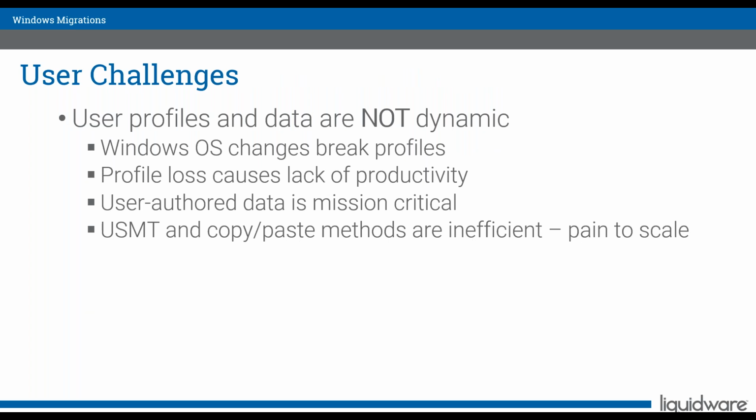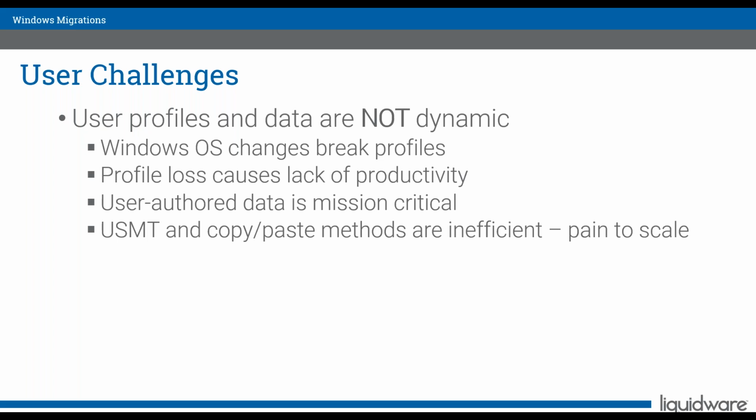One thing you need to acknowledge is that user profiles and data are not dynamic, especially between Windows 7 and 10, and even versions of 10. Windows OS changes break profiles, and we'll get into the details of that in a moment. Profile loss can cause a lack of productivity. You may have seen this in a profile corruption, like a half-written profile, and you had to reset a user's profile, and you don't get to see how that hampers user productivity. For the next week, they are recreating things as simple as dictionaries and spell checkers. They're recreating things like Outlook signatures, and possibly even user authored data that was stored in a user profile that should have never been stored there in the first place.